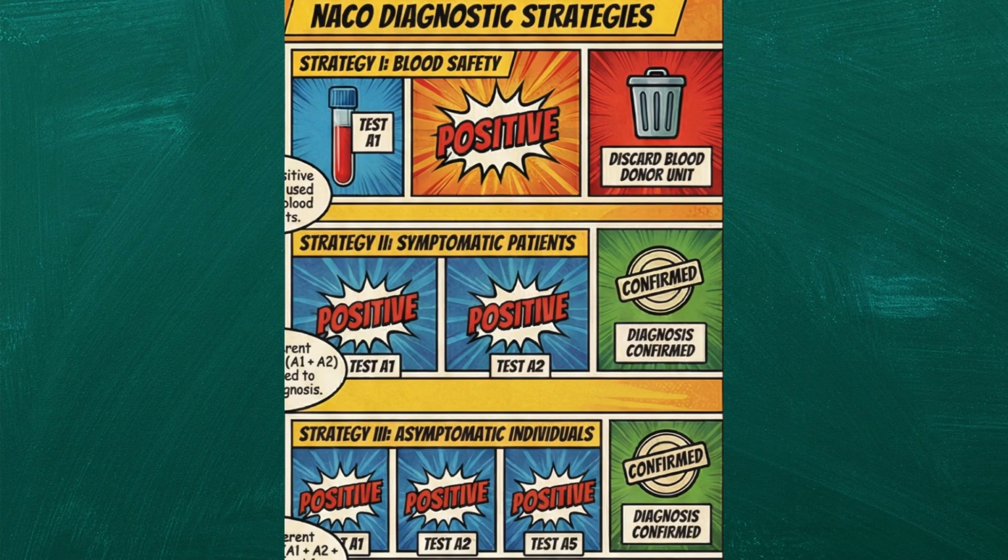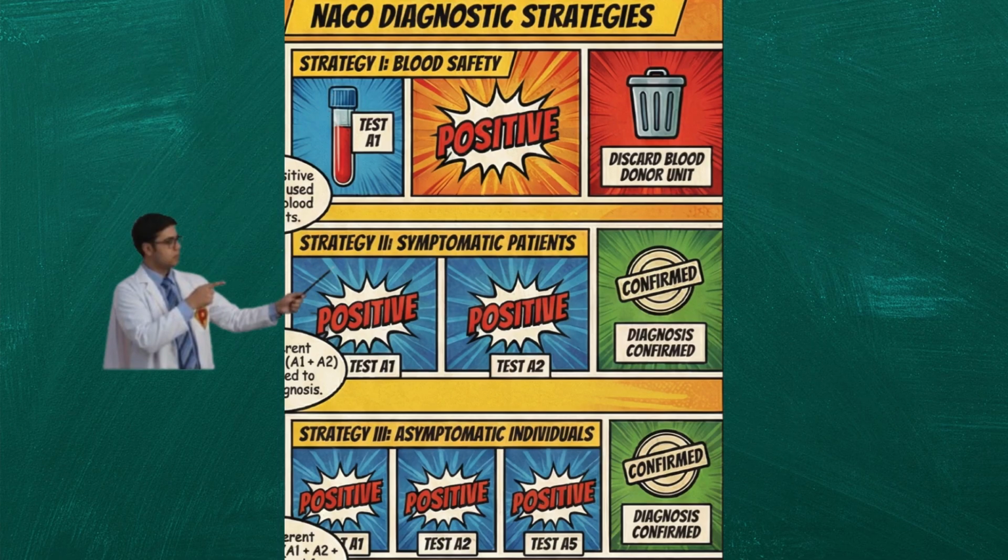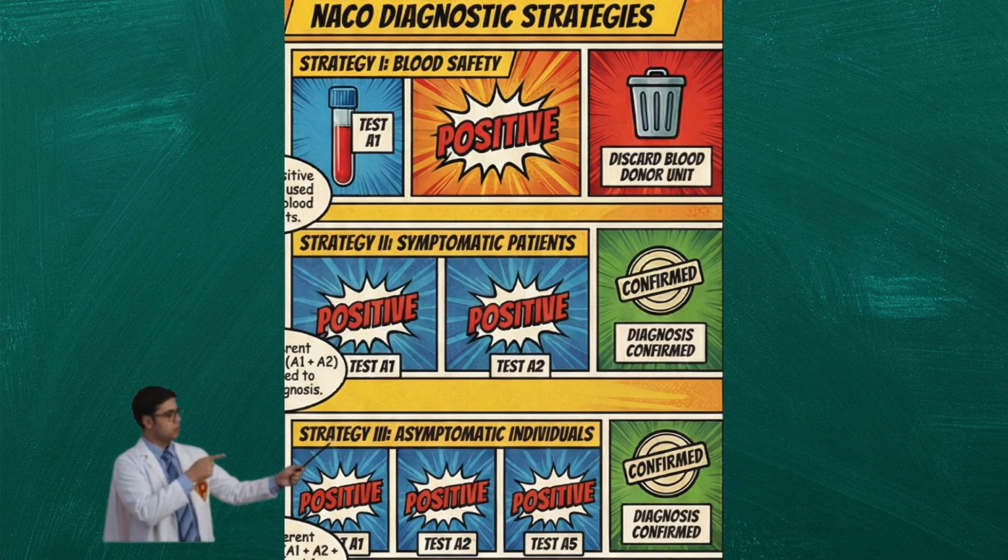How do we catch them? We follow the NACO guidelines. We have 3 different strategies depending on why we are testing. You don't just run a test, you run a strategy. Strategy 1 is for blood safety. Strategy 2 is for surveillance. Strategy 3 is for diagnosis of a symptomatic patient.